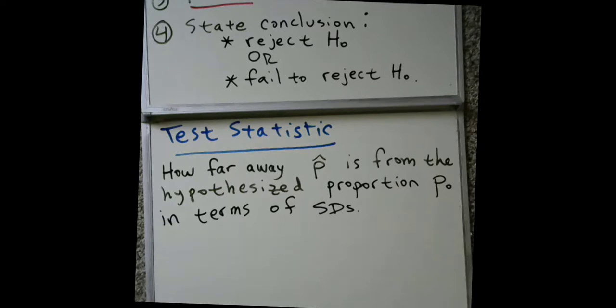This is essentially like a z-score. It tells you how far away these two quantities are in terms of standard deviations. So you've got your sample proportion, and it's going to be different, most likely, from the hypothesized proportion. That's from the null hypothesis, the pre-established value. But how different are they? And so that's quantified in terms of standard deviations.